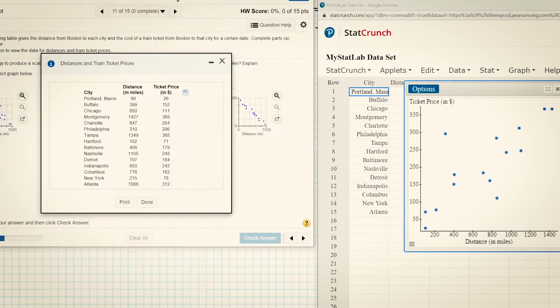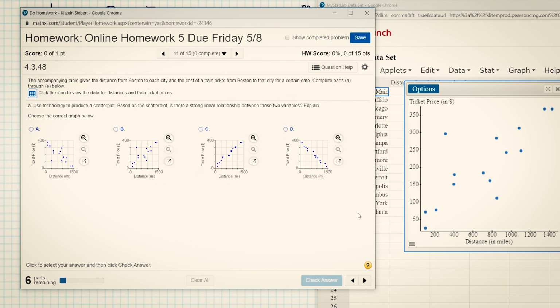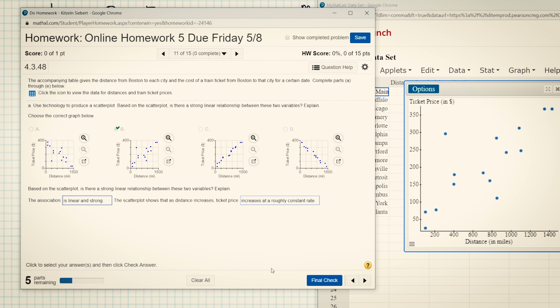Let's see if that matches with any of the graphs in the picture. It's definitely a positive trend, so I'm ruling out A and D because they're both negative. I'm also ruling out C because this correlation is too strong. The actual correlation is a little bit weak. It looks like there are some close cities that it's very expensive to take train rides through, and then this is kind of a far city. The cities are far apart, and it's kind of cheap, so I'm choosing B.